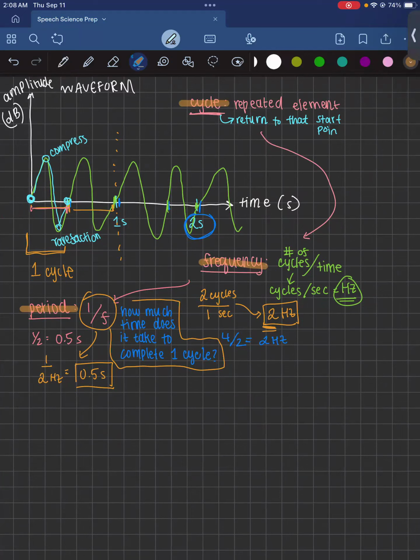And then the last but another very important characteristic of our waves is what is called amplitude. So amplitude, let me write that here.